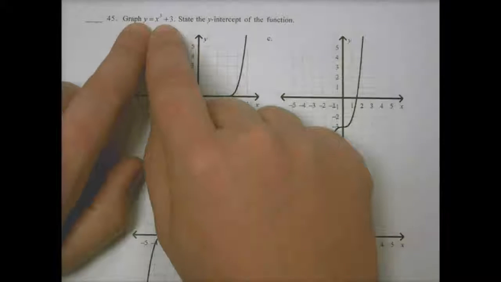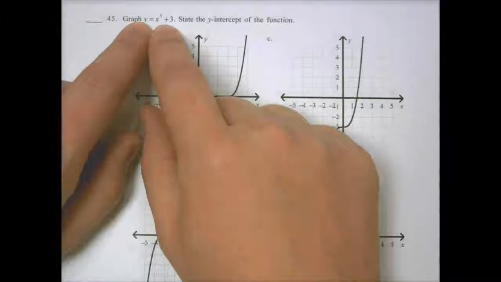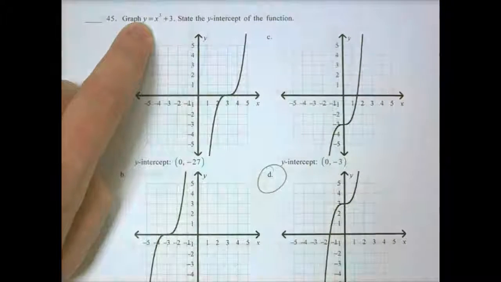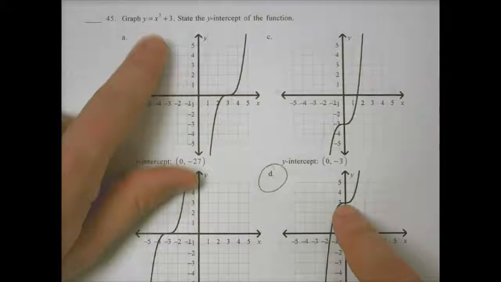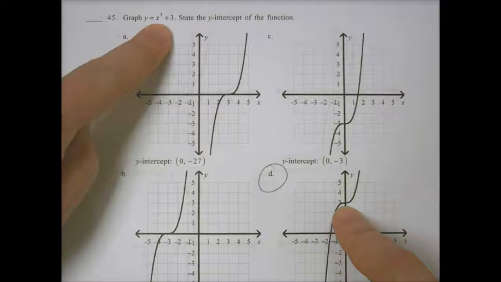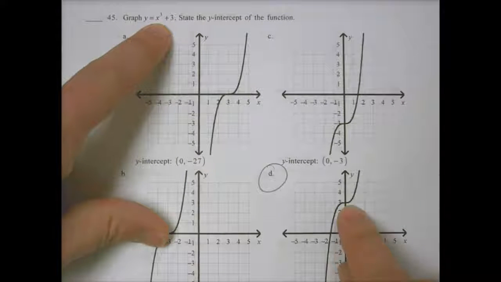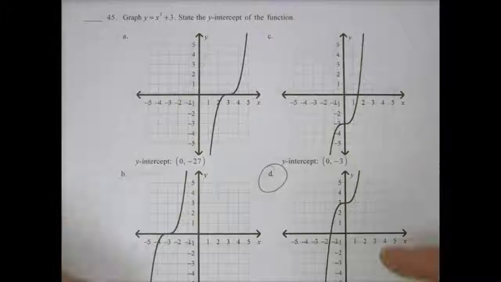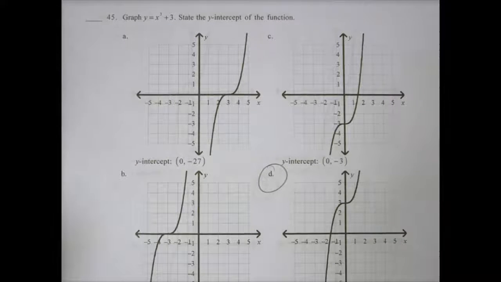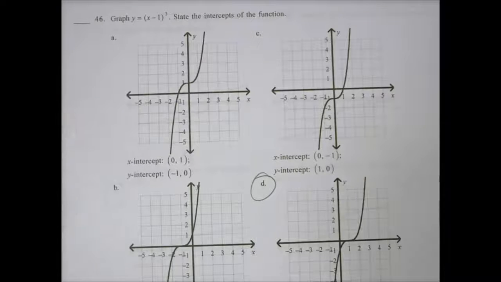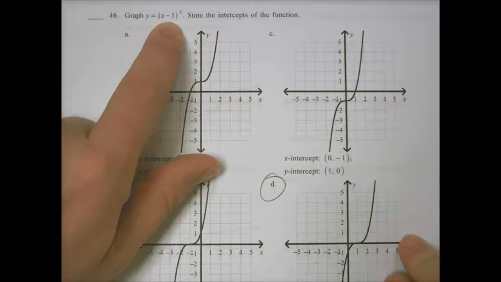So we have x cubed plus 3. So again, you can just type this in your calculator, match which one it looks like. This is the only one I know plus 3 moves our cubic function up 3. So from 0, I move my cubic function up 3. That's the only one that moves up 3. That's my answer. Done.